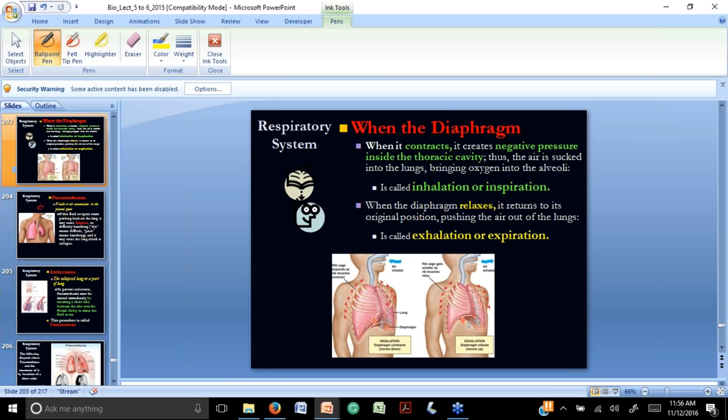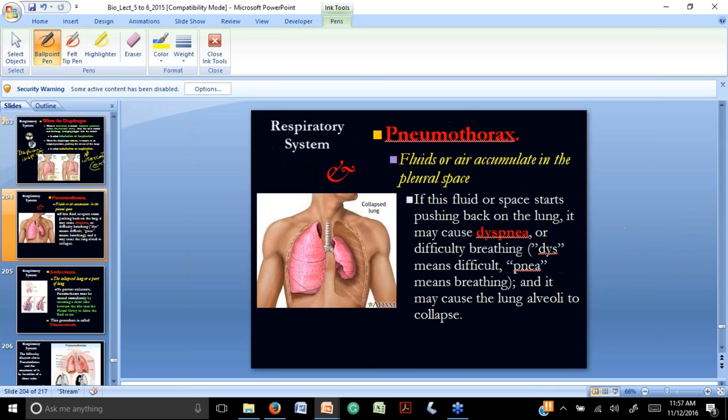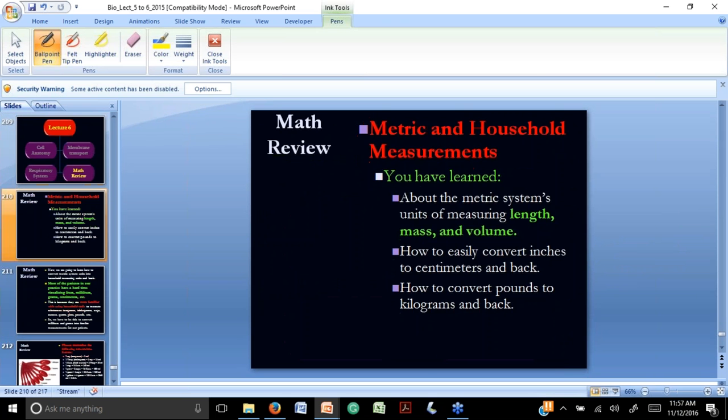We have the diaphragm. The diaphragm is the muscle that we mostly use during inspiration. And the ribs, the intercostal muscles, are going to be for exhalation. Okay, so that is exhalation. All right, so pneumothorax, that's pathologies, med search, so math review.